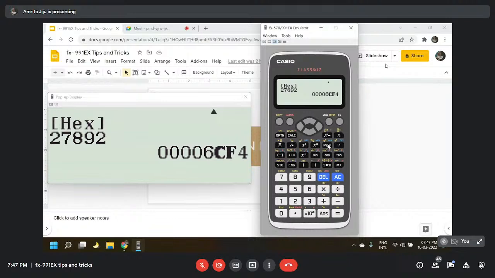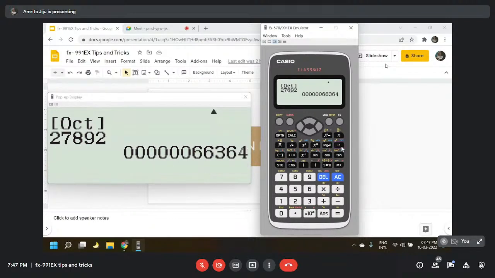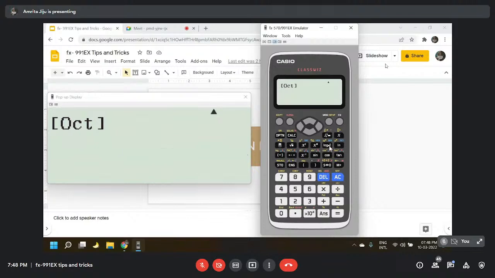Now going on to binary, this is the binary format of that number, and similarly you get the octal number. The thing is simple: if you want to convert a decimal number into any other form, just enter the decimal number and click equal to so that it is stored in the memory of the calculator. Then choose the option you want to convert to. If you want, you can also do the reverse.